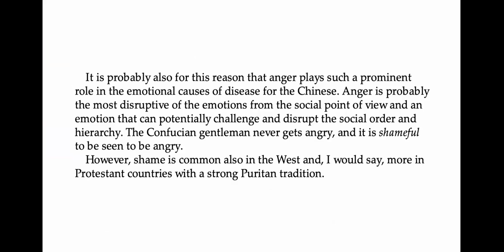However, shame is common also in the West, and I would say more in Protestant countries with a strong Puritan tradition.